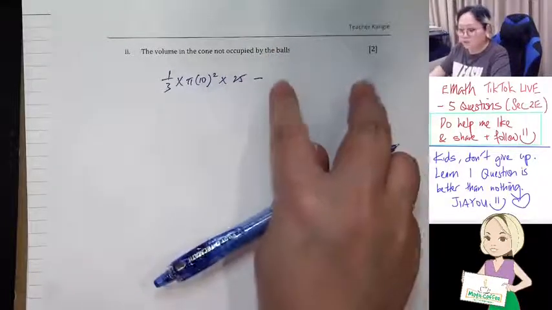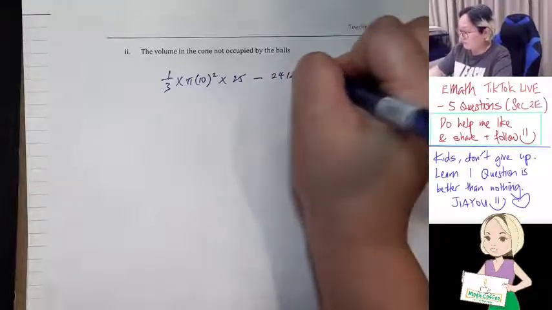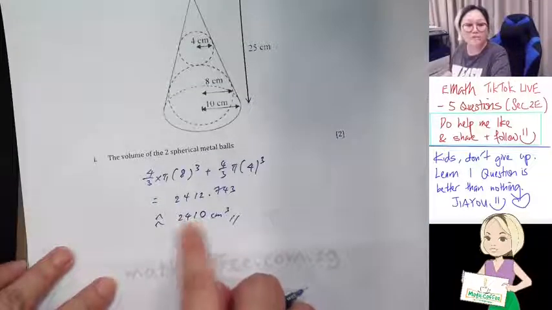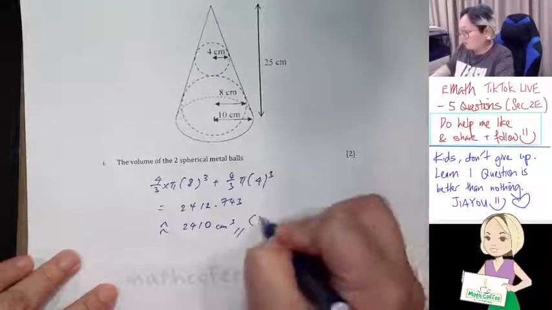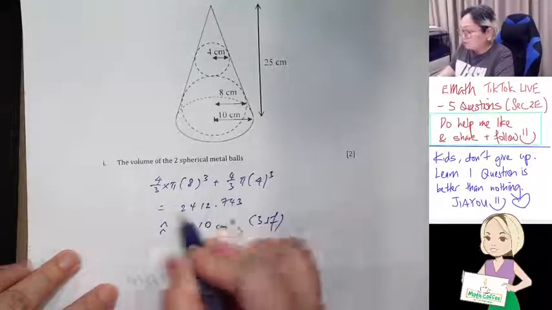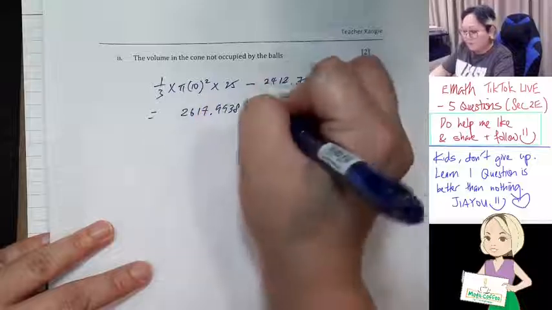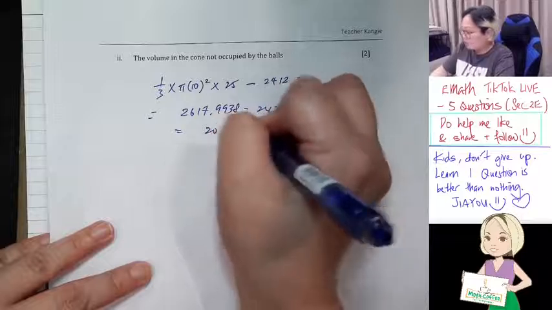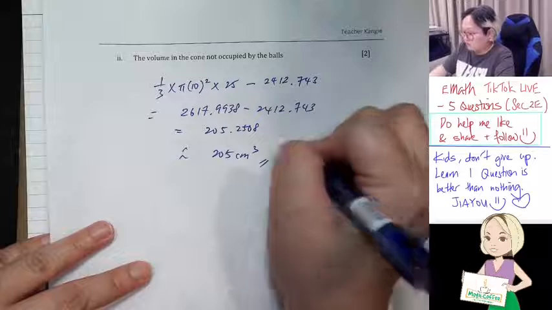I'm going to minus the two spheres. So it's minus 2412.743. Kids, take note. You have to minus the long numbers. You cannot minus 2410. Understand? 2410 is the answer, where you need to round it off to 3SF. But when doing the working, you must always take the long numbers. And that's why I take the long numbers. So when I press the calculator, I will get 2617.9938 minus 2412.743, and that will give me 205.2508. Round it off to 3SF, I get 205 cm cubed. Done. 3SF.